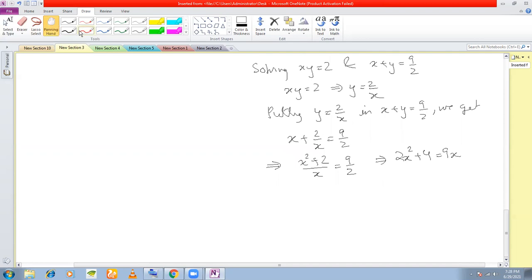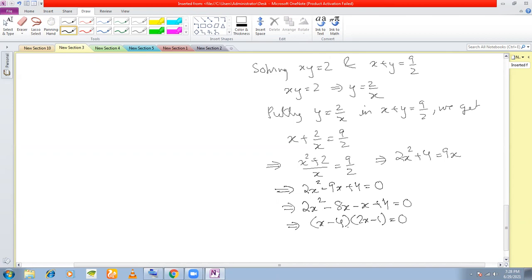That means the quadratic that you are getting here is 2x square minus 9x plus 4 is equal to 0. Made by middle term factorization, 2x square minus 8x minus x plus 4 is equal to 0. That means you can factorize this as x minus 4 into 2x minus 1 is equal to 0. That means either x is equal to 4 or x is equal to half.